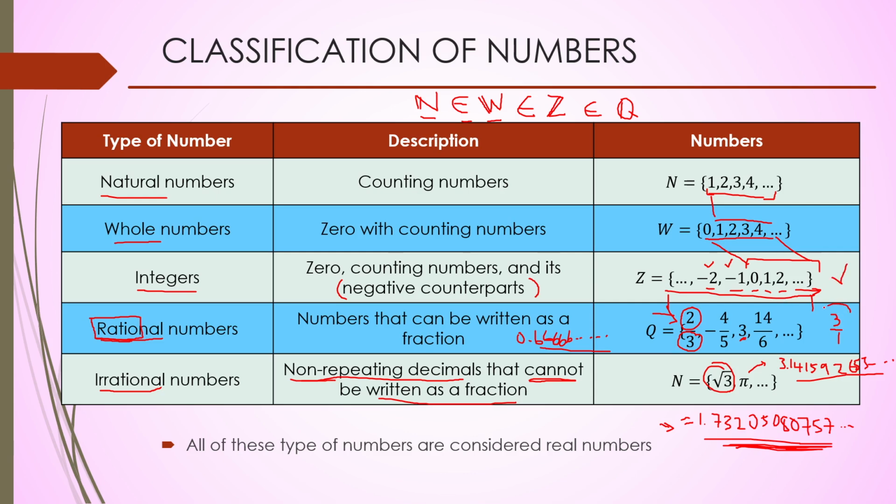As we say here, 3 we can write as 3 over 1, and -2 we can write as -2 over 1. So our integers are a subset of rational numbers.